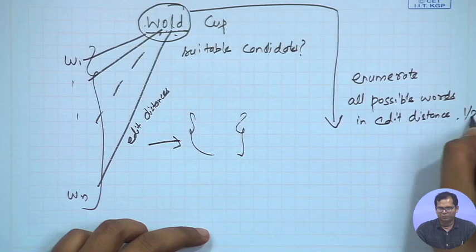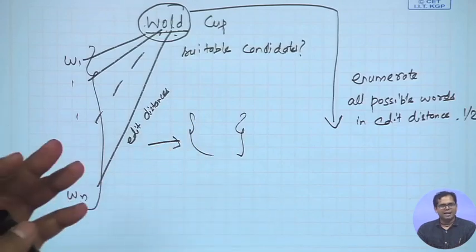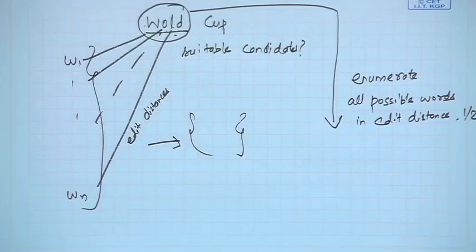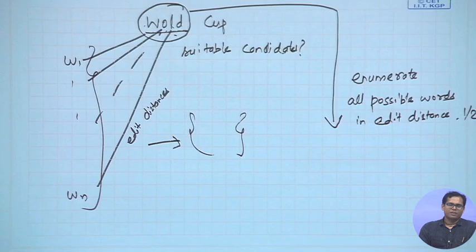Say 1 or 2. I am trying to enumerate all the possible words within edit distance 1 or 2. So I will find words like W, R, L, D and everything else, and then I can check whether these words are in my dictionary, maybe using a trie structure. So this can be another possibility. Now, do you think this approach will be efficient?